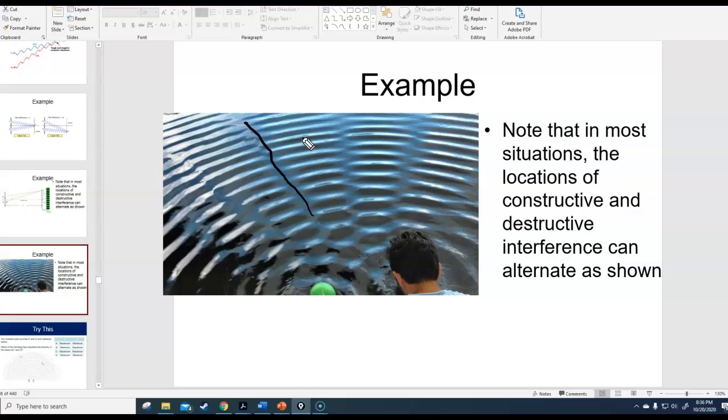Here the water wave is moving the most, and so here you would have constructive interference. And then you have destructive interference, constructive interference, destructive interference, and you can see even with the ripples on a pond it alternates back and forth.